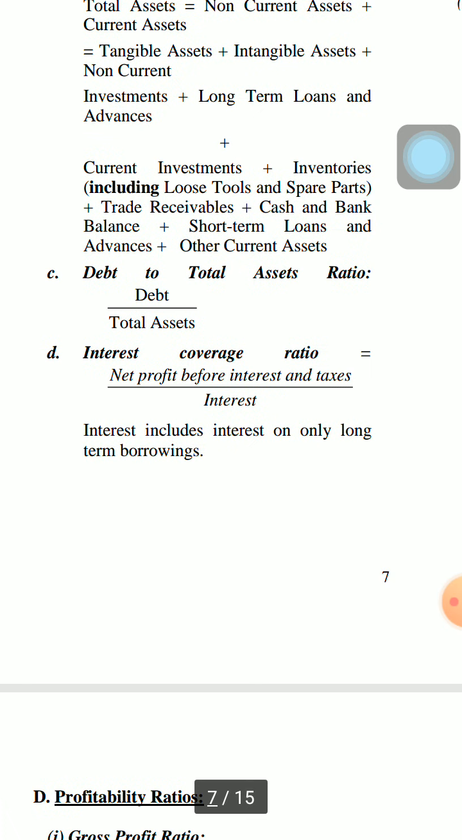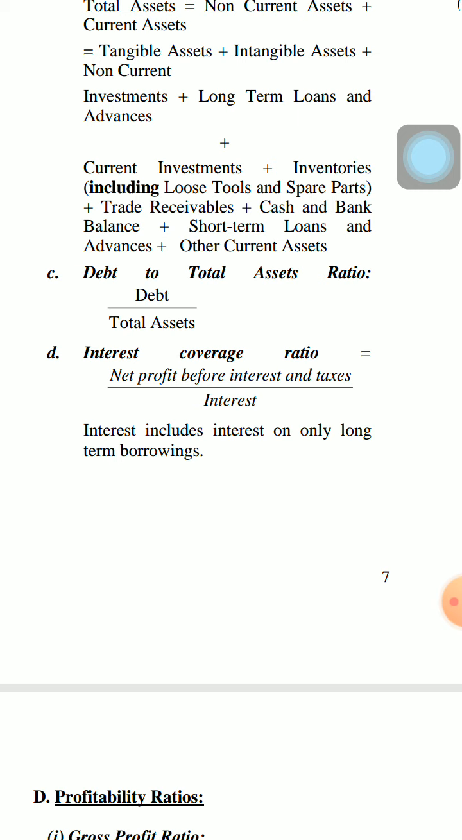Again, debt to total assets ratio, that means with respect to total assets, how much is the debt. So at last, if somebody has to pay all the debt, then we have to see whether after selling all the assets, they will get that much amount to pay the debt fully or not. So it is a very important ratio. So debt to total assets ratio, it is clear with the name.